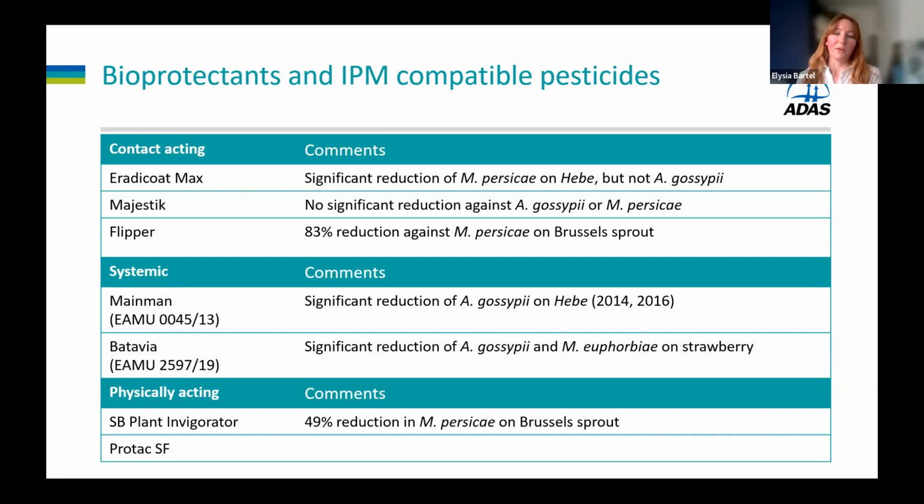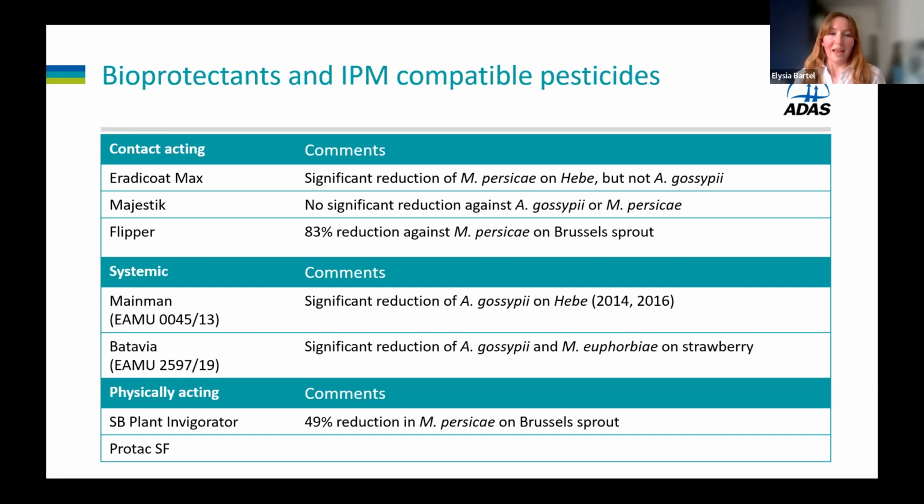Aphis gossypii is very difficult to target with contact-acting products as it's protected by a waxy layer, and because of its small size, it hides very easily within plant crevices out of reach of sprays. Other trials have shown no significant reduction by Majestic, but it was effective when tank mixed with Botanigard, and it will be replaced by Eradicoat Max, which is not yet available but has improved efficacy against aphids.